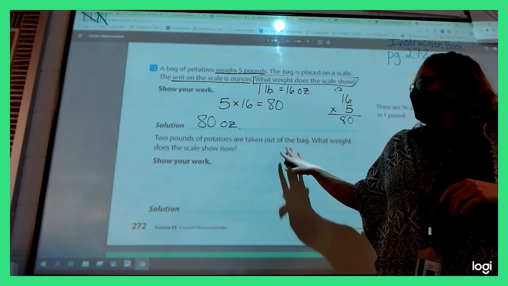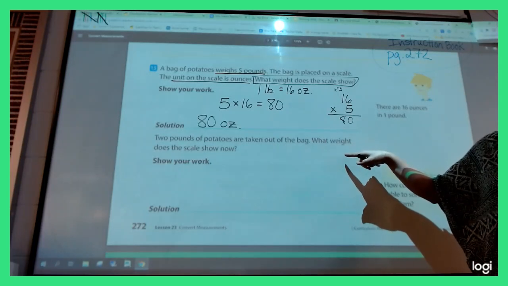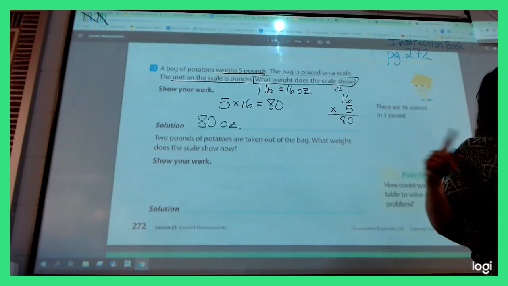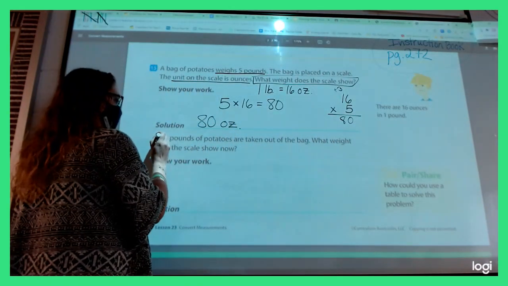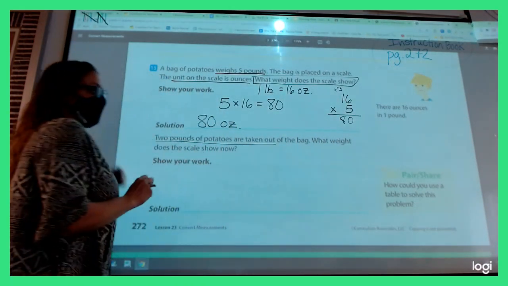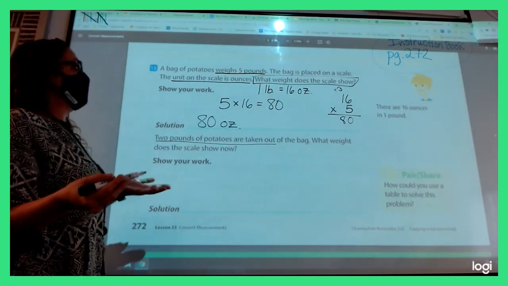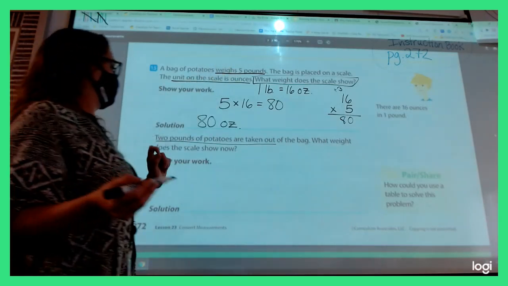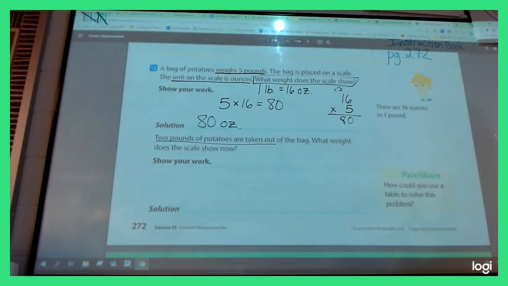Okay. Now, we have another part of this problem. It says 2 pounds of potatoes are taken out of the bag. What weight does the scale show now? Let's find our important stuff. Pencils in hand. Okay, 2 pounds of potatoes are removed. That's really the only thing we need to think about, right? Now what does it weigh? Well, first, we started with 5 pounds of potatoes. They took out 2 pounds. So how many pounds of potatoes do we have now? I'm going to start calling victims. We had 5 pounds. We took away 2 pounds. How many pounds of potatoes do we have now?